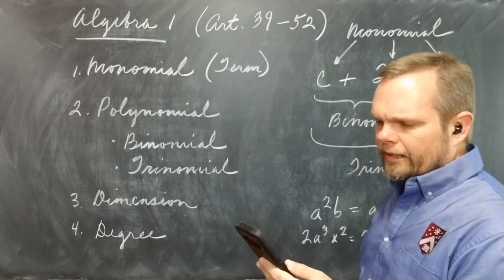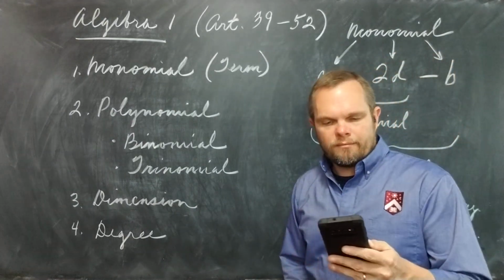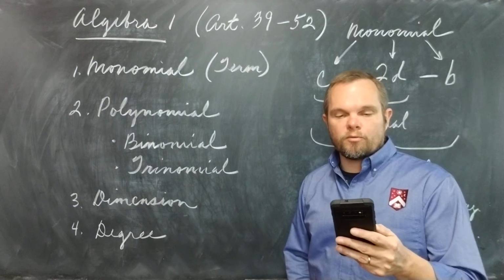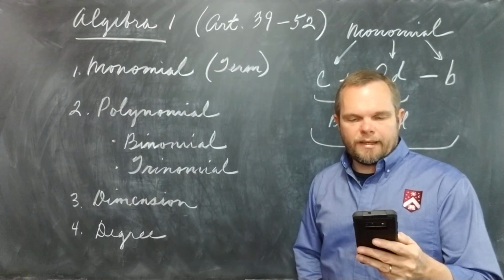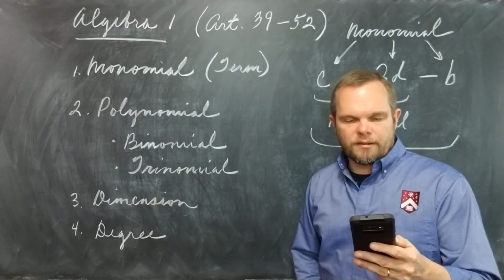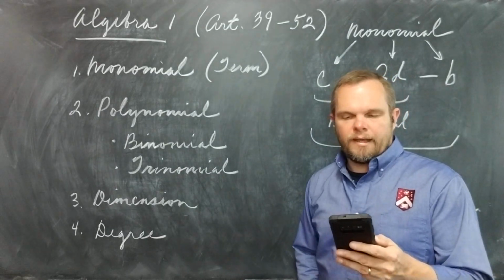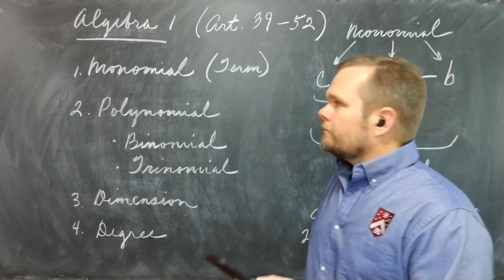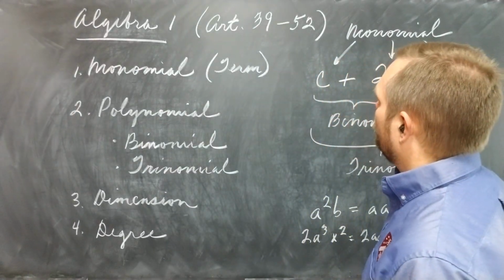Each of the literal factors of any simple quantity or term is called a dimension of that term. The degree of a term depends on the number of its literal factors. And then they give you a couple of examples there in your lesson. Okay, so that's Article 46.